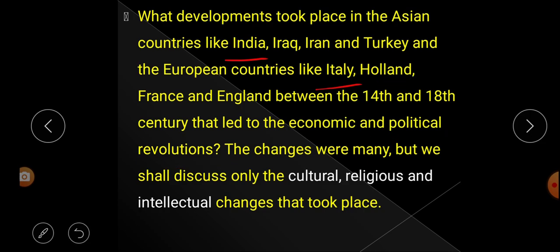Next sentence. The changes were many, but we shall discuss only the cultural, religious and intellectual changes that took place. So the changes in the Asian and European countries during the 14th to 18th century led to economic and political revolution, and there are many changes, but we are mainly going to discuss cultural, religious and intellectual changes.